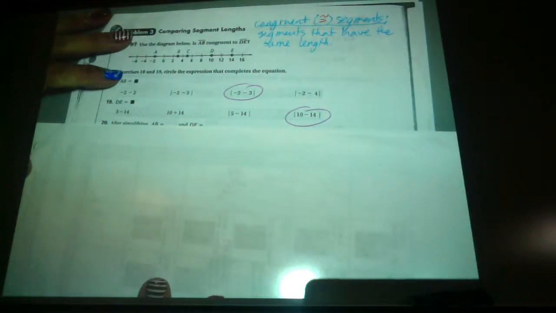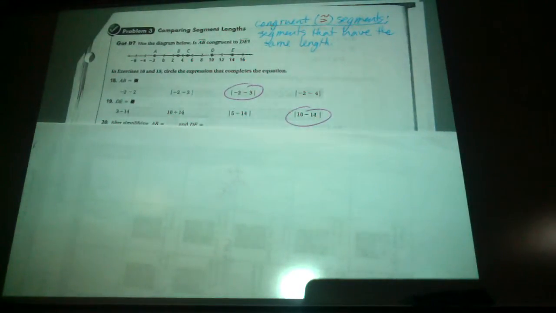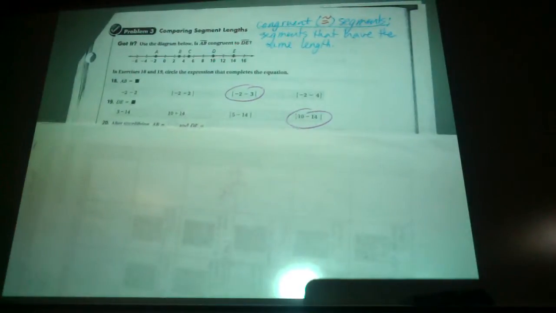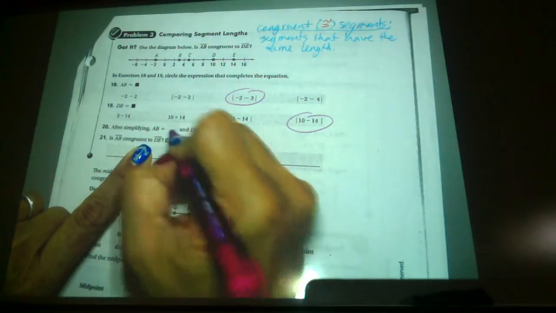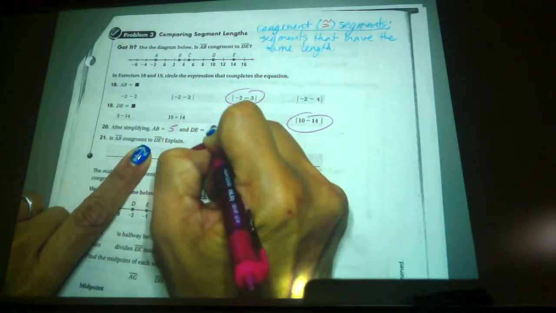And then for 19, it should have been 10 minus 14. What's that value? -4. Yeah. And then the absolute value of that is 4. So that's what they're asking you to do here. So we have 5 here and 4 here.